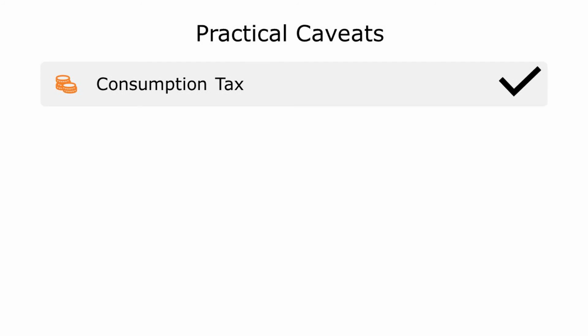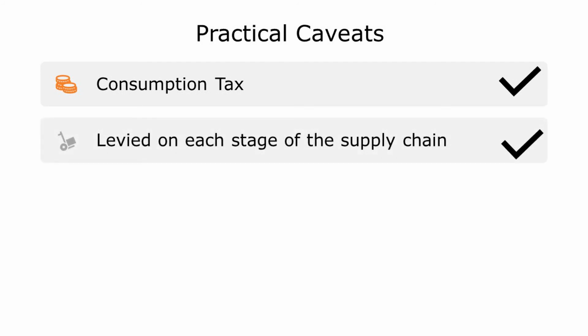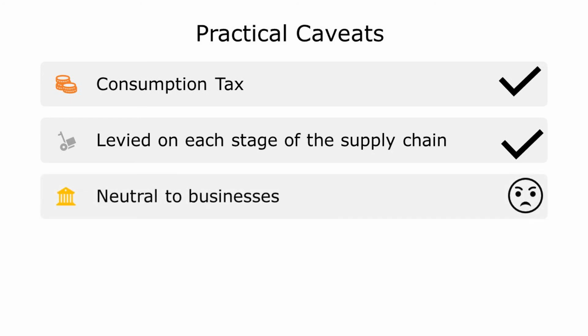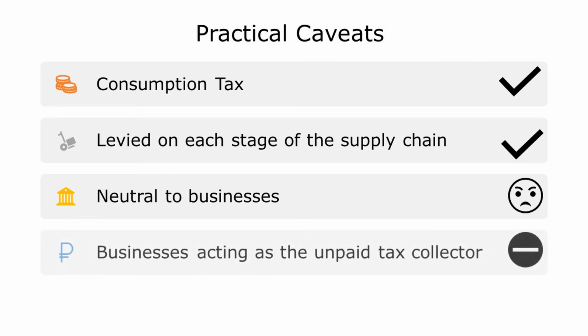Now we understand the basic principles of VAT theoretically, but practically there are some caveats. Yes, VAT is a consumption tax, and yes, it is levied on each stage of the supply chain. But is it really neutral to businesses? It's certainly not, and the cost of VAT for businesses starts with being the unpaid tax collector.